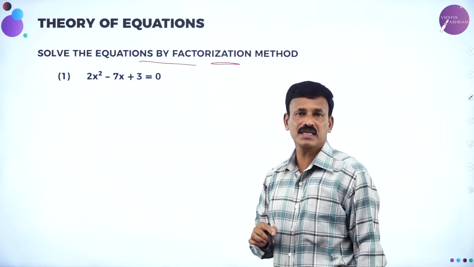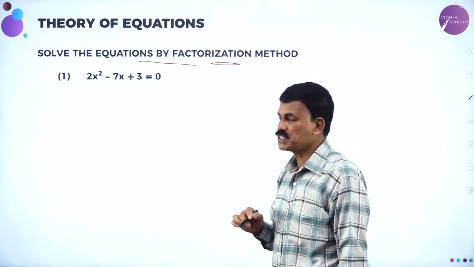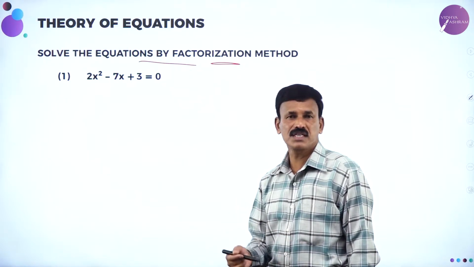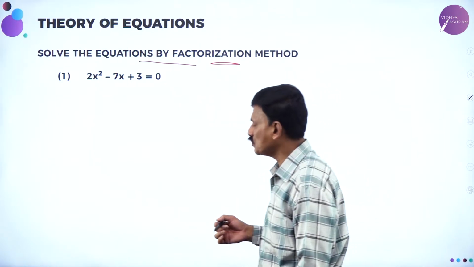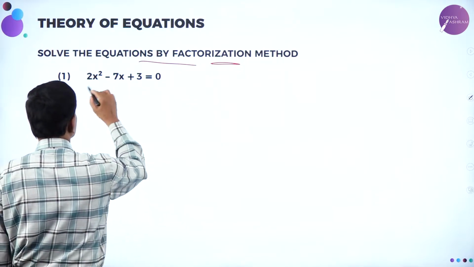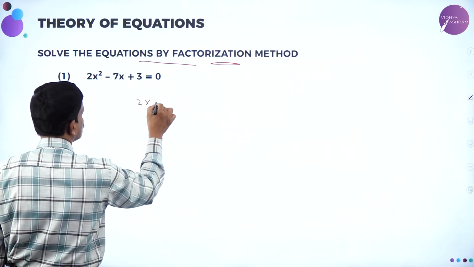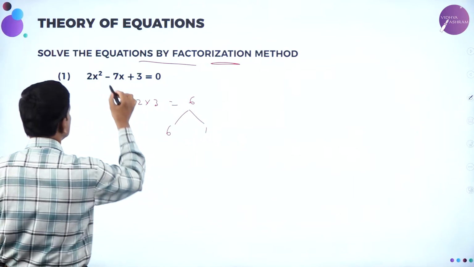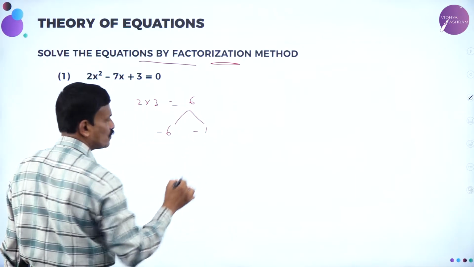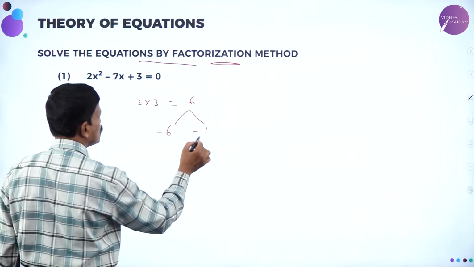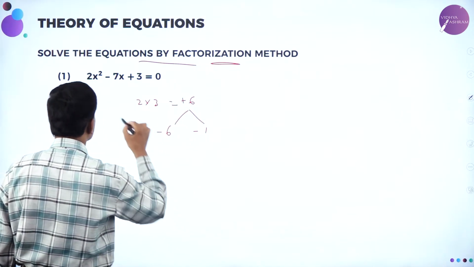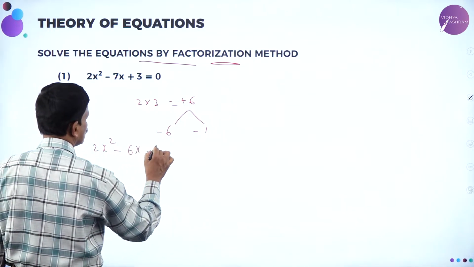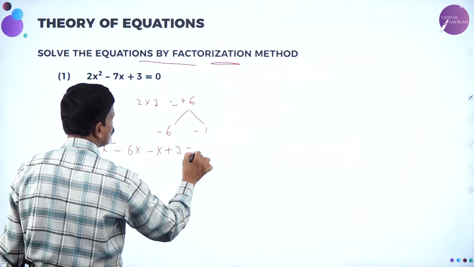Just find out the factors of this equation 2x square minus 7x plus 3, that will give the values of x, the roots of the given equation. So here just multiply 2 into 3, that's equal to 6. 6 can be factorized as 6 ones are 6. Since it is minus, this 6 can be written as minus into minus, which is plus. So the factors are 2x square minus 6x minus x plus 3 is equal to 0.